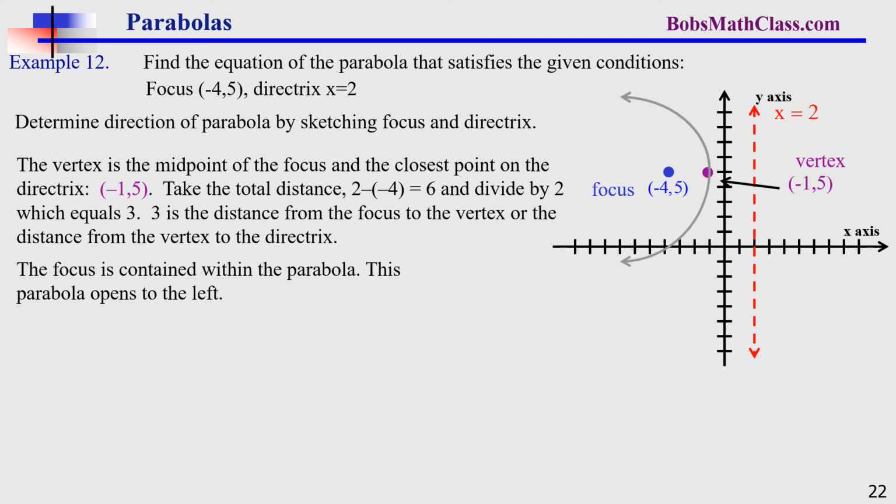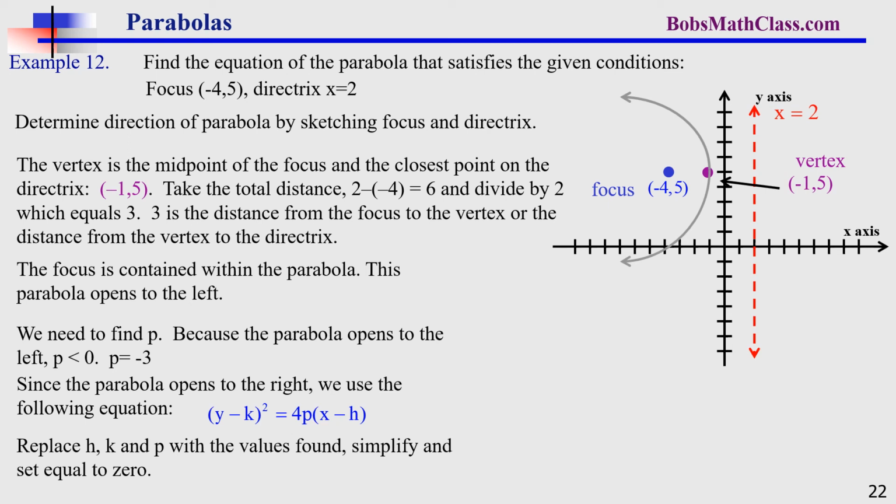So therefore, we need to find the value of p. How far is it from the vertex to the focus? It's 3 units. Is it going to be a positive 3 or a negative 3? Since it opens to the left, it's going to be a negative 3. So the value of p is negative 3. And then we're using the y squared formula. We have our h and k, which is the vertex, and we have our p, which is negative 3. Plug it in.